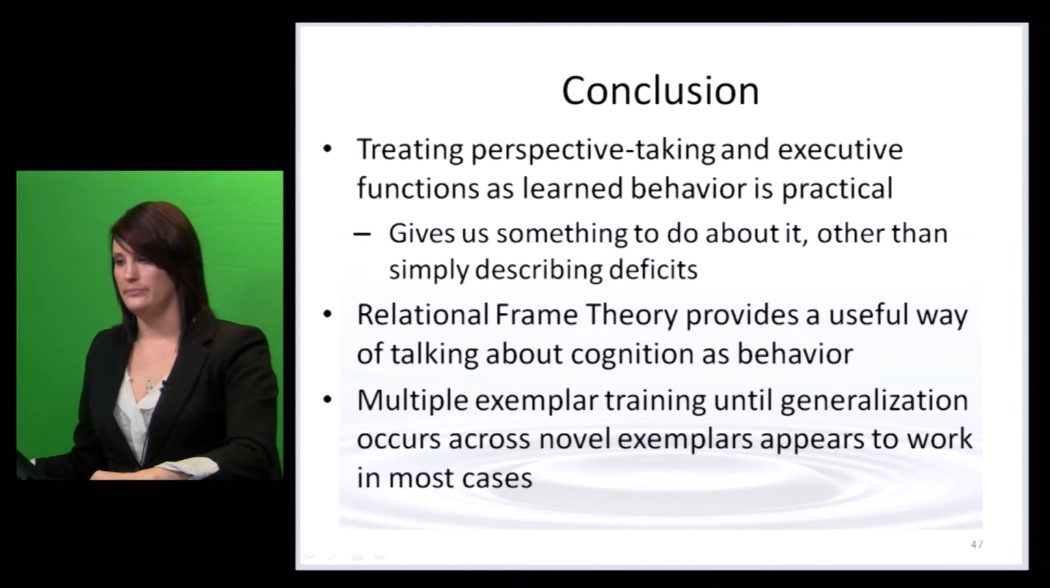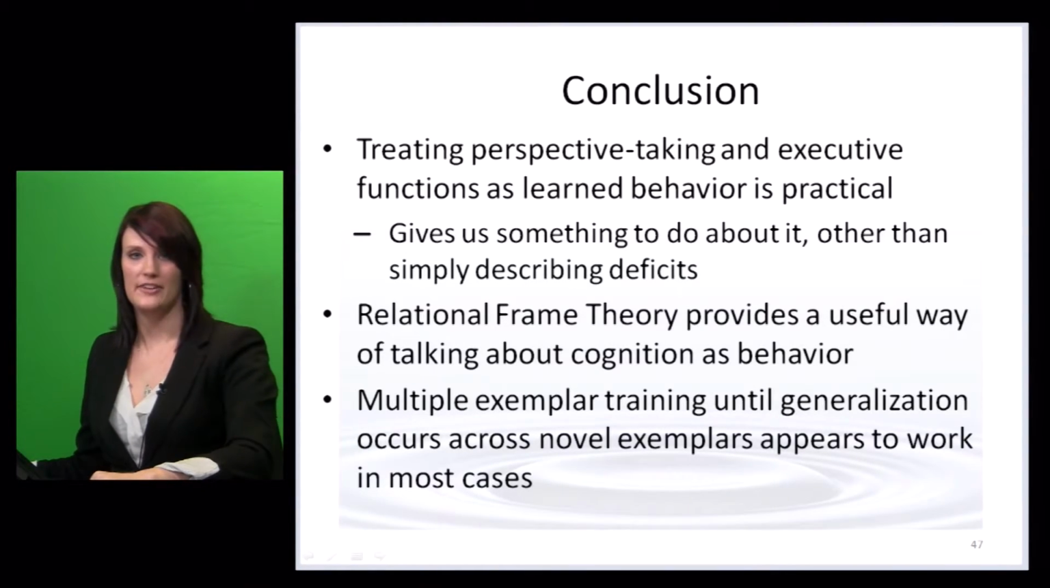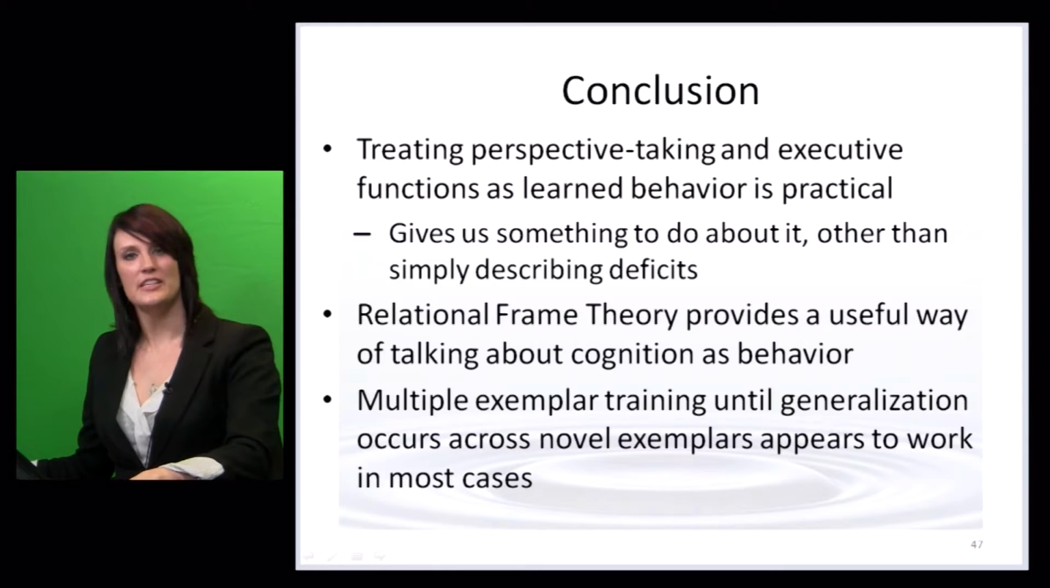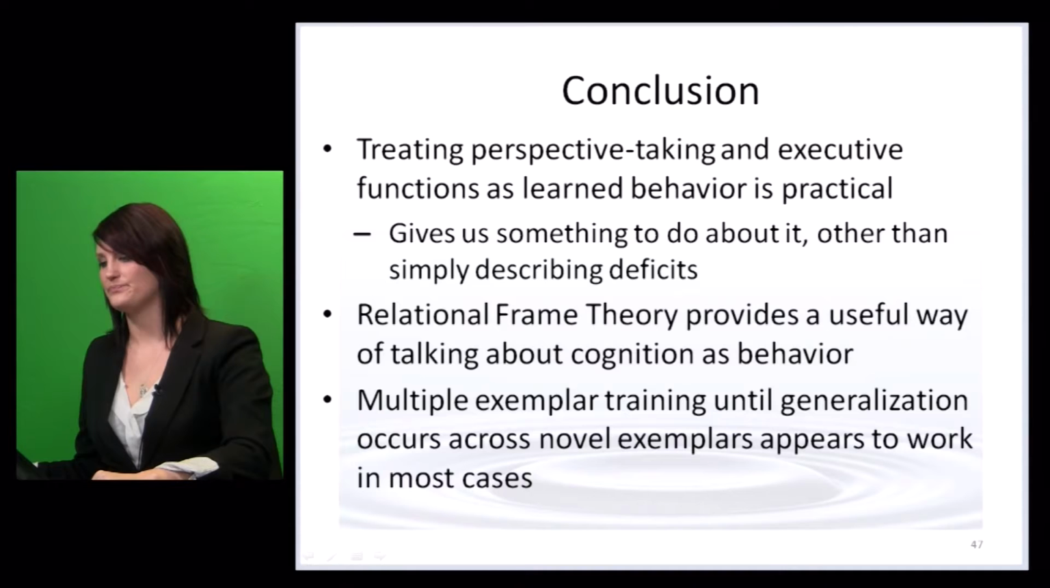So in conclusion, treating perspective taking and executive functions as learned behavior is very practical. It gives us something to actually do about it other than simply describing the deficits. So we can actually find a way to teach or remediate these deficits rather than just saying that a child with autism is incapable of learning it. And in our case, we feel that that is never the case. The child who has these deficits is able to learn these skills.